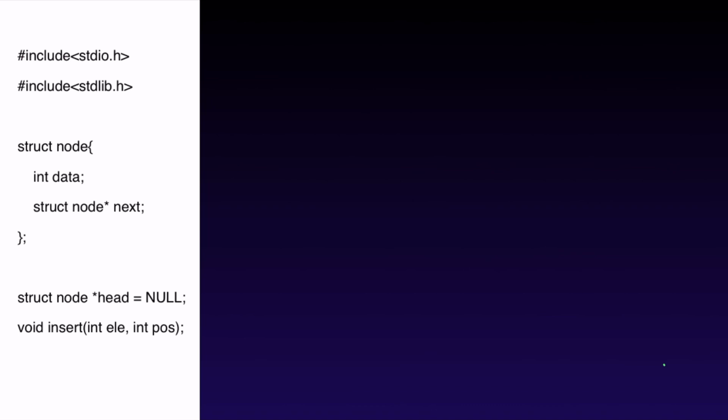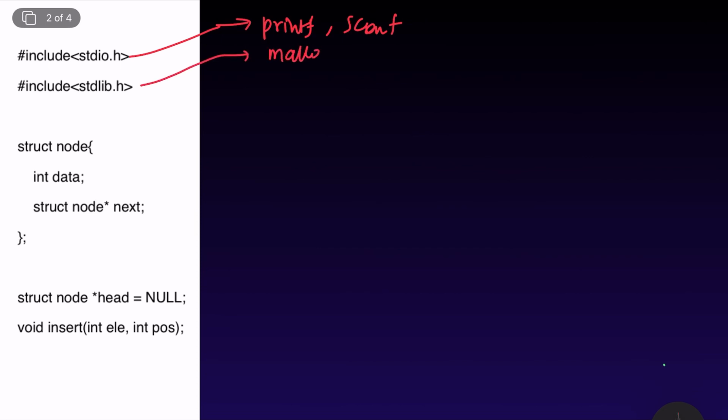So at the start of the program we have two header files. One is #include stdio.h. This header file contains some functions like printf, scanf, and the second header file is #include stdlib.h. This is the standard library. It contains functions like malloc and so on, and in single linked list we use this function. Let us see it in this video.